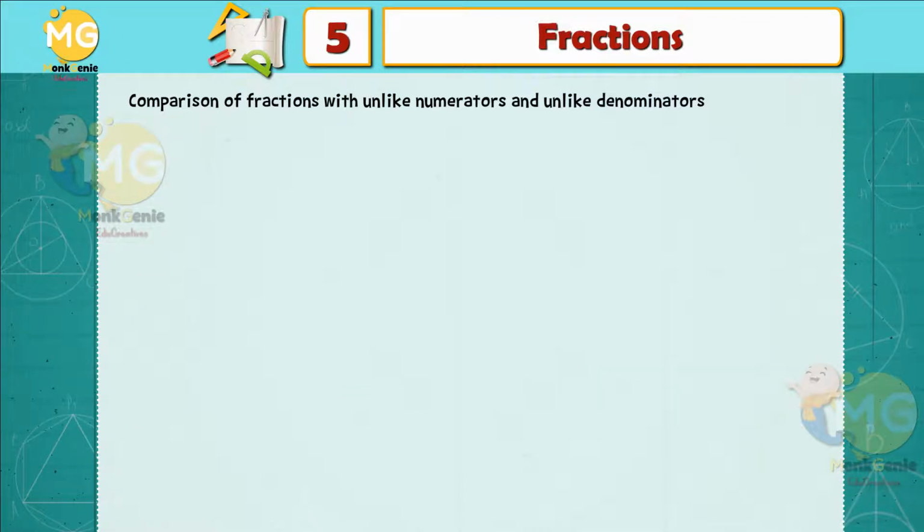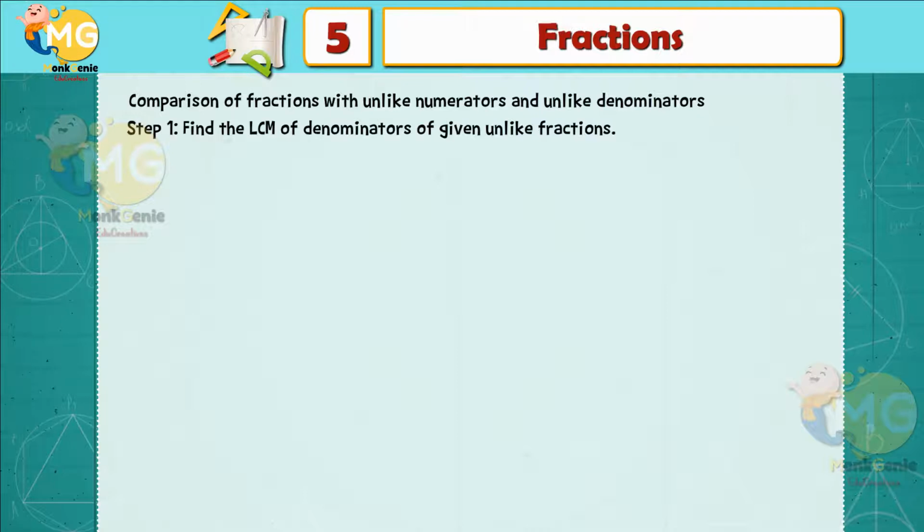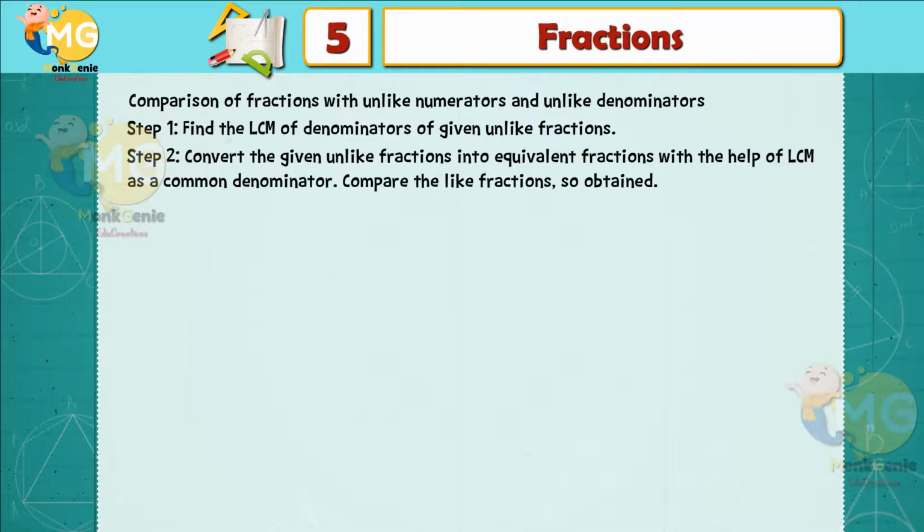Comparison of fractions with unlike numerators and unlike denominators. Step 1. Find the LCM of denominators of given unlike fractions. Step 2. Convert the given unlike fractions into equivalent fractions with the help of LCM as a common denominator. Compare the like fractions so obtained.